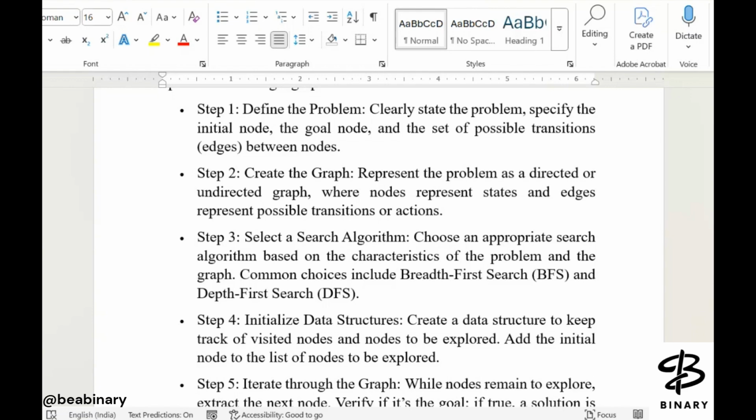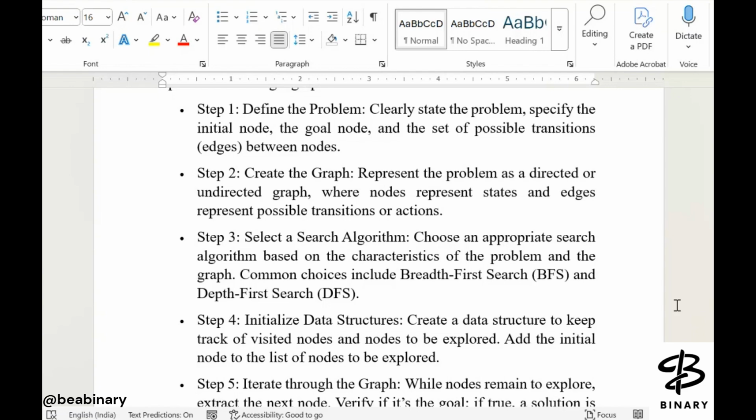Then you need to create a graph. Represent the problem as a directed or undirected graph. Here we will talk about any kind of graph where the nodes represent the states and the edges represent the possible transitions or actions. Simply, edges will say we have moved, in the 8 puzzle problem, from left to right, or left to right to top, right? So all possible transitions of the action.